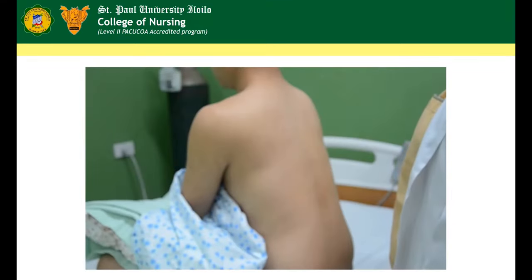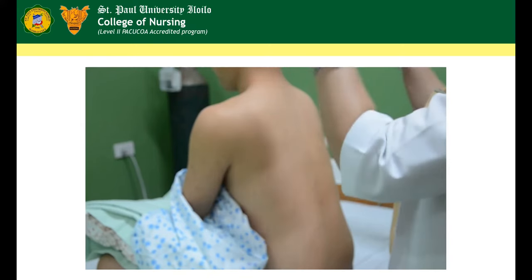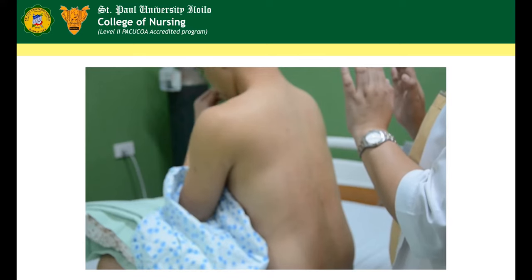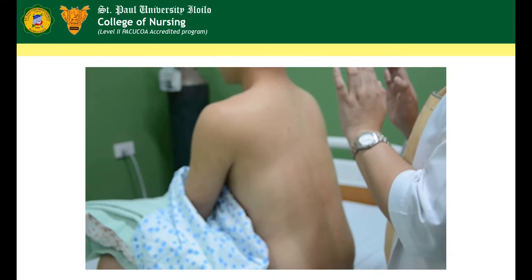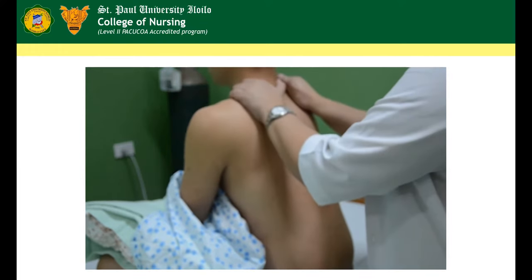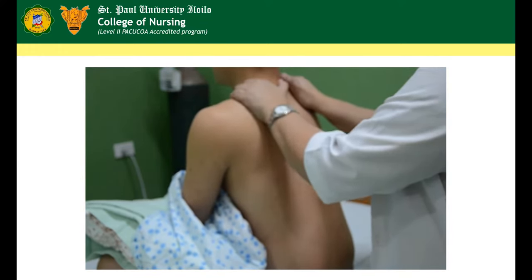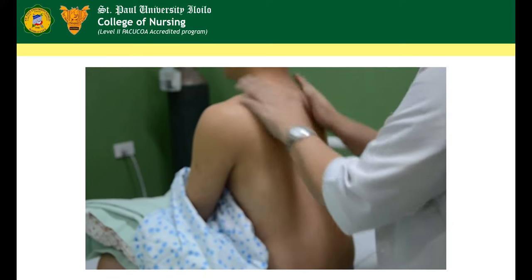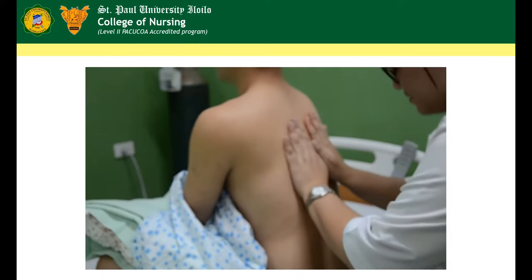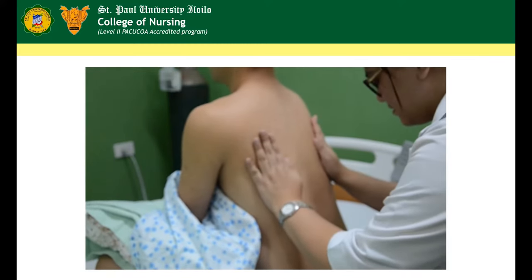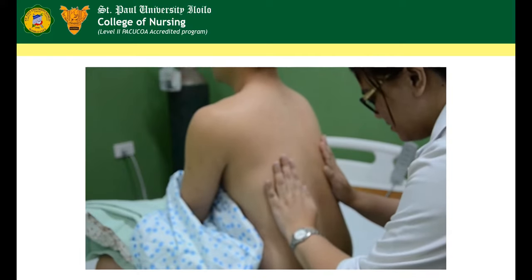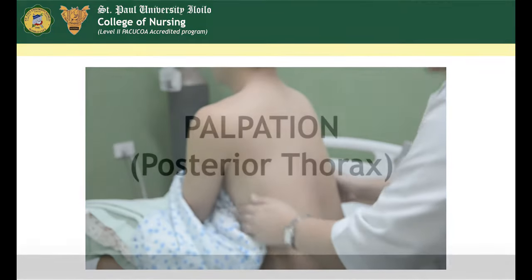Assess for tactile fremitus. Place the palmar surface of fingers on auscultation sites and simultaneously ask the client to repeat 99 while palpating. Compare right and left sides. 99. Move the hands down 2 to 3 inches apart. 99. Use hands placed simultaneously on the lung fields, including the lateral lung aspect. 99.